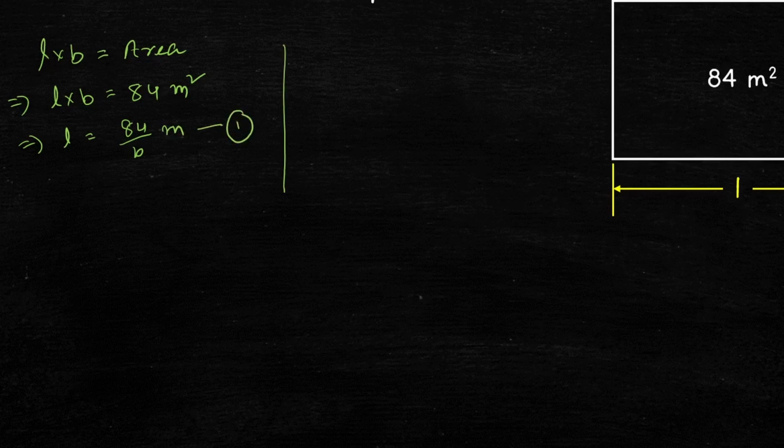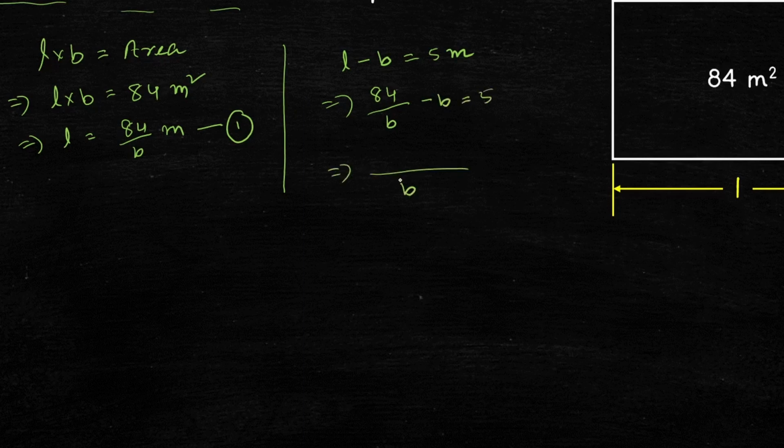The difference between length and the breadth is 5 meter. So L minus B is equal to 5 meters. If we put the value of L here, that is 84 divided by B minus B is equal to 5. So taking B as LCM, 84 minus B square over B is equal to 5, and therefore 84 minus B square is equal to 5B. So if you rearrange this, it will be B square plus 5B minus 84 is equal to 0.